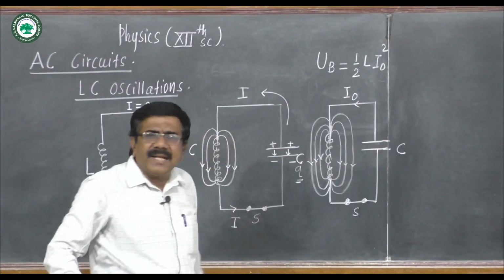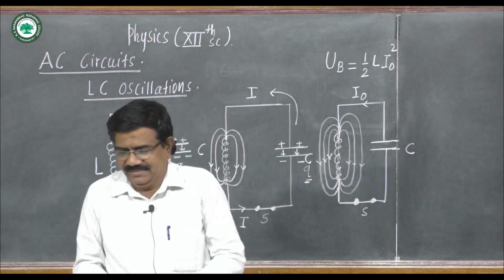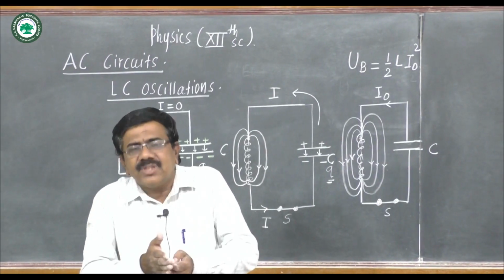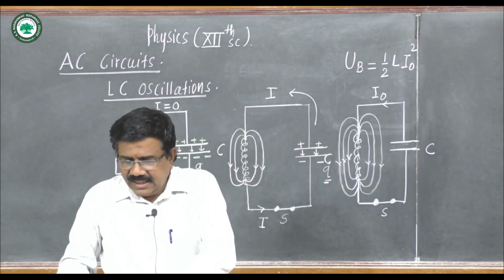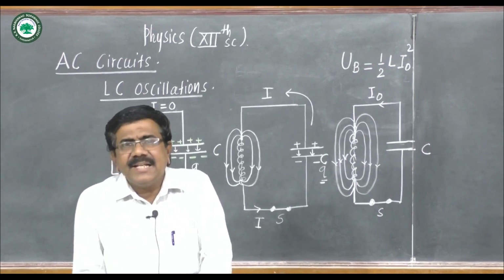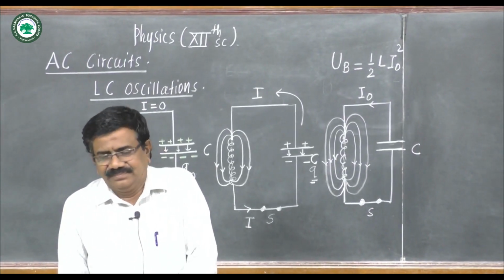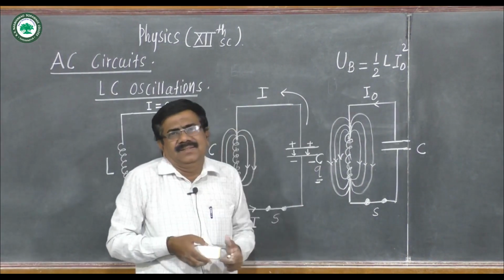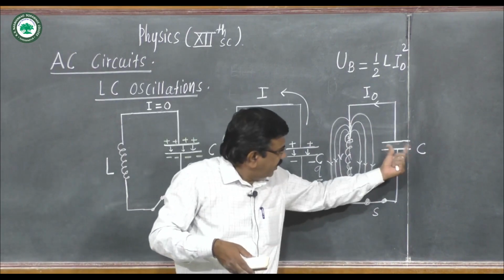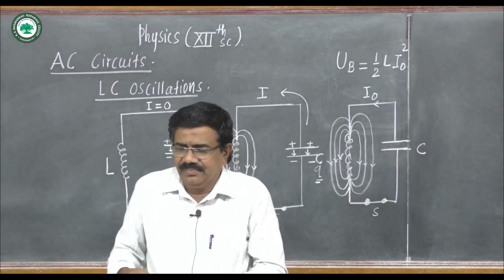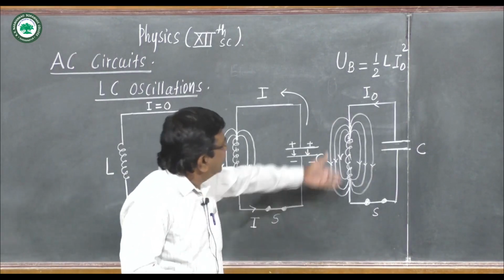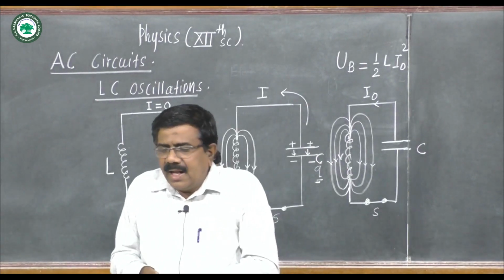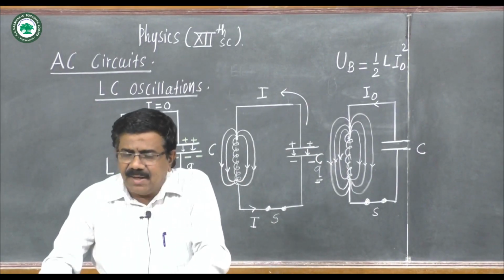And the electric field energy in the capacitor is 0 here. It means the entire electrostatic energy of the capacitor is converted into magnetic field energy of the inductor. This electric field energy of the capacitor becomes 0. And as the current reaches the maximum value, this is the magnetic field energy, after discharging of the capacitor is completed.